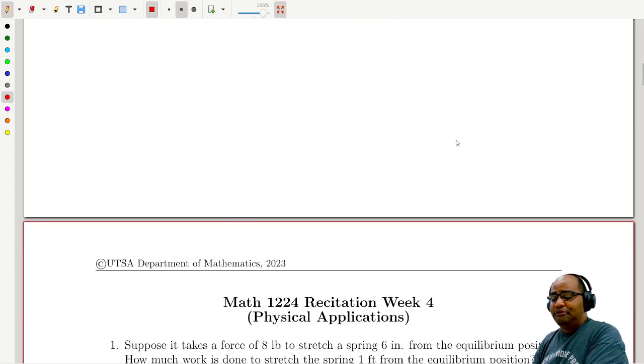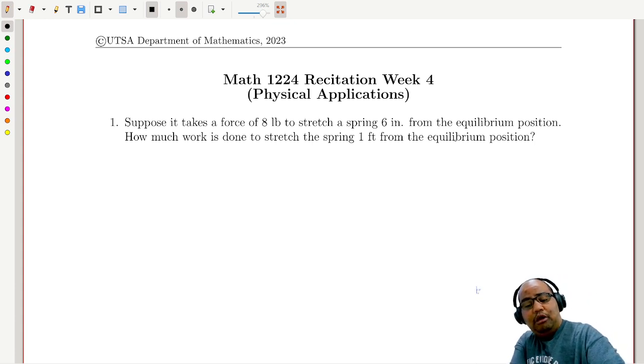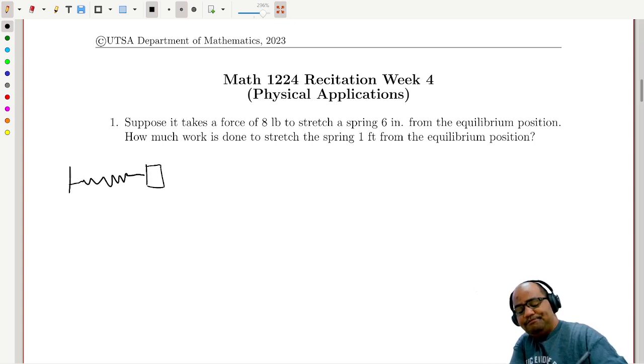So let's jump into our first problem. Suppose it takes a force of 8 pounds to stretch a spring 6 inches from the equilibrium position. How much work is done to stretch the spring 1 foot from the equilibrium position? Let's draw a picture real quick of a spring with some mass, and say right now that's the equilibrium position. If I stretch it 6 inches from the equilibrium position, that requires 8 pounds of force.